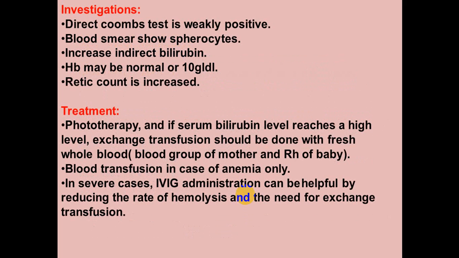The investigations that we use: the direct Coombs test is weakly positive, also complete blood count, and the RH and antibody group of the mother and baby. Blood smear will show spherocytes and an increase in the indirect bilirubin level. Hemoglobin may be normal or low. Reticulocyte count is increased, and the treatment is also by phototherapy, either traditional or extensive phototherapy, a blood transfusion, or we can use intravenous immunoglobulin.